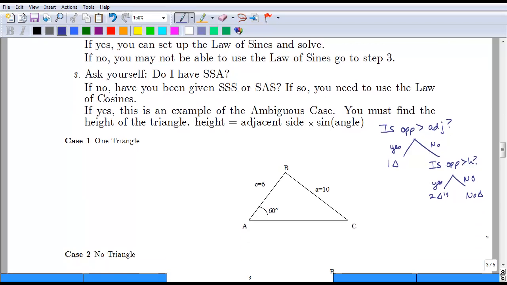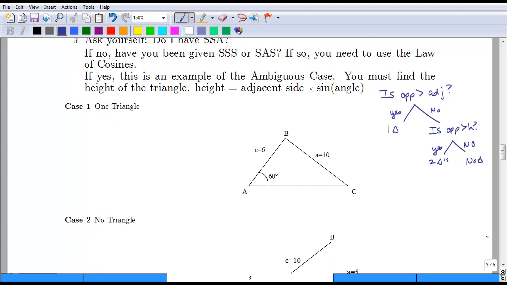So let's look at what's going on here. If we have the case of one triangle, let's ask ourselves these questions first. Is the opposite side greater than the adjacent side? In this case, the opposite side is 10. Is that greater than 6? Yes. So in this case, we have one triangle. We don't have to worry about calculating h. Again, all h is doing here is determining, if we drop this perpendicular down, what would be the minimum length we would need to get a right triangle. Since the opposite side is bigger than the adjacent side given, we know that we definitely have enough length to create a triangle.